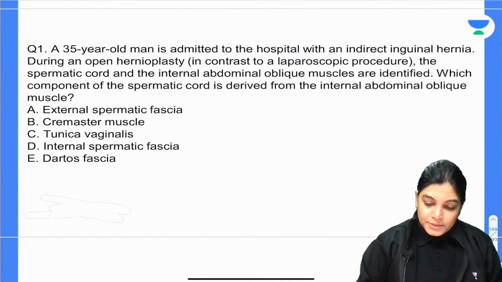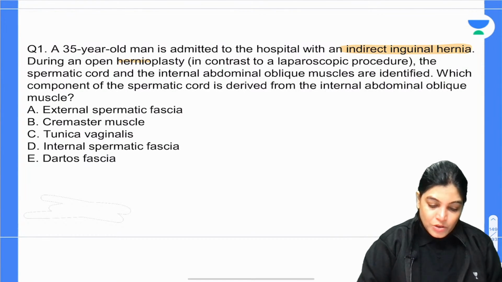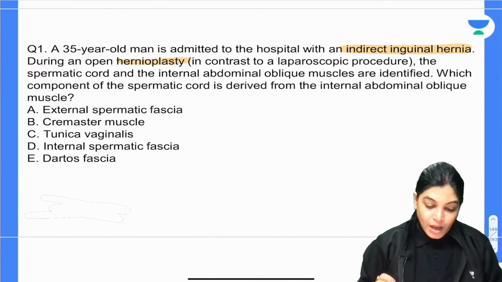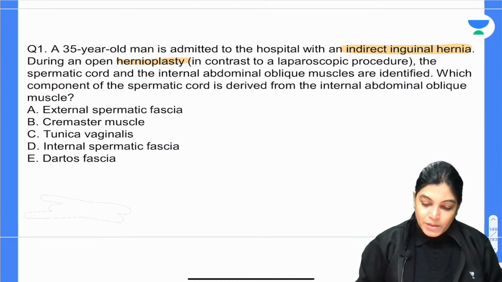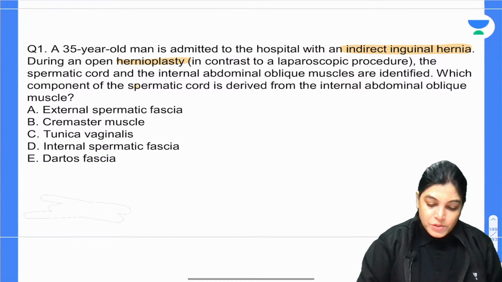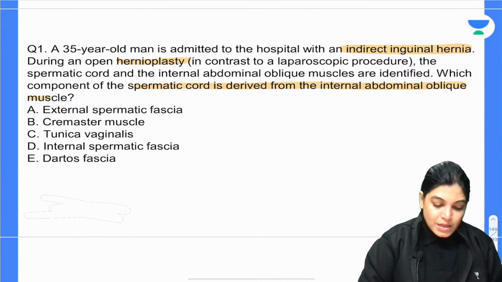The key points are inguinal hernia. The person is suffering from inguinal hernia. Hernioplasty has to be done. Now, the procedure involves the spermatic cord and internal abdominal muscles being identified. Now, the component of the spermatic cord which is derived from the internal oblique muscle.